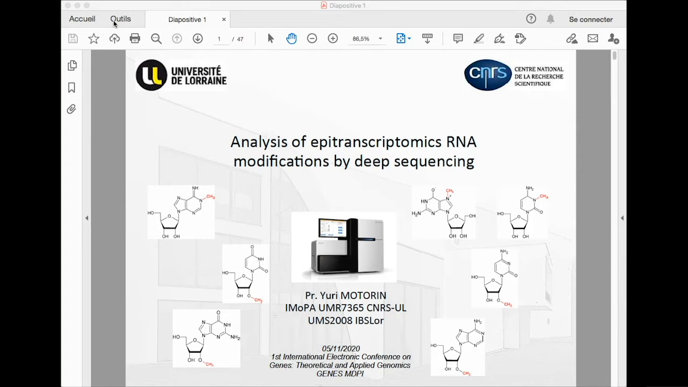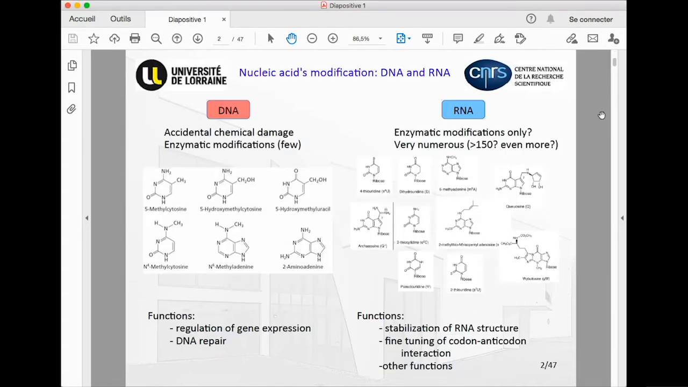I will talk about the analysis of epitranscriptomic RNA modifications and their analysis by deep sequencing. Nucleic acids like DNA or RNA contain not only the boring A, C, G, or T residues, but also modified nucleotides, which can be formed accidentally, as in the case of DNA, where a few enzymatic modifications were also found, or in RNA, where the majority of modifications are supposed to be formed only enzymatically.